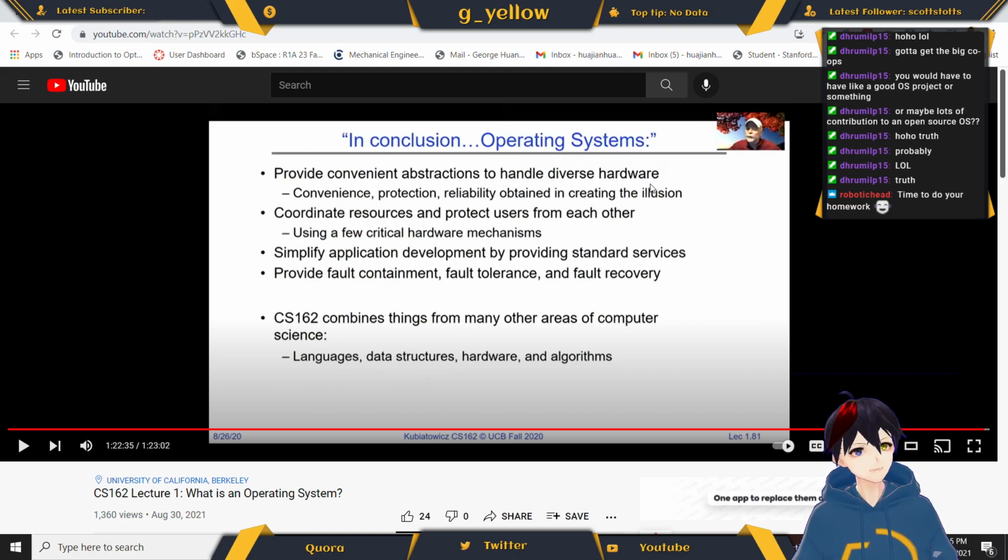Abstractions to handle diverse hardware. Coordinate and simplify. And then like the boundary check. Number 1 and number 3 are kind of close.